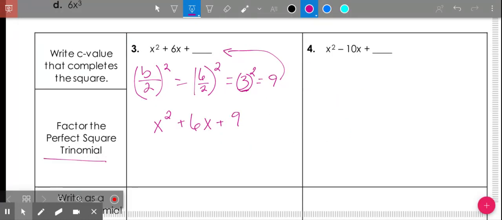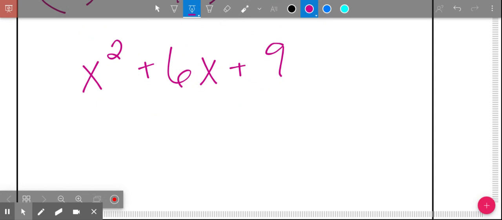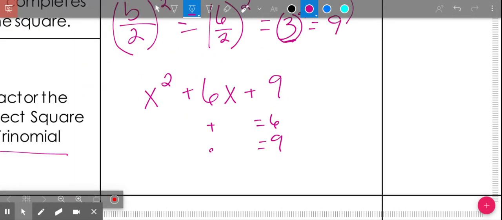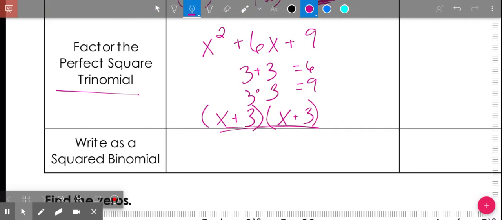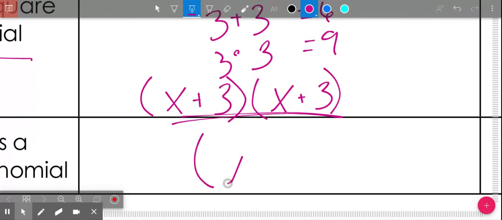So now it says factor the perfect square trinomial. So we're going to think what's adding to 6, but multiplies, oops, I said 6, but I wrote a 9. So adding to 6, but multiplying to a 9. Well, if you look, that's going to be that magic number. Remember, 3 plus 3 is going to give me 6, and 3 times 3 is going to give me 9. So I have x plus 3 and x plus 3. Okay, so we know that we can write this as a binomial squared. So we're going to rewrite this as x plus 3 squared.